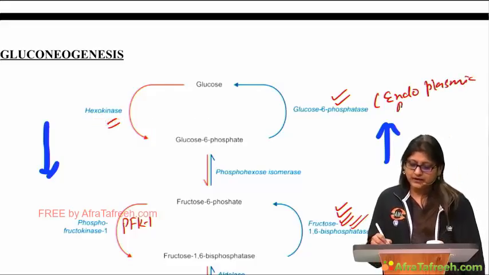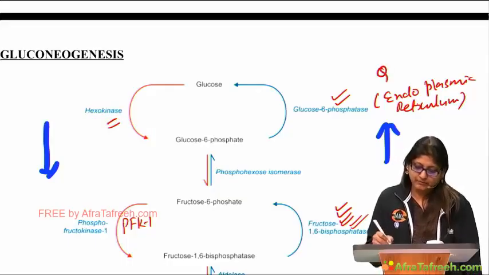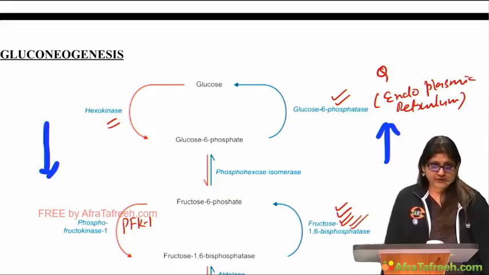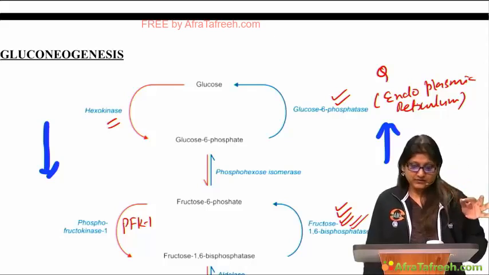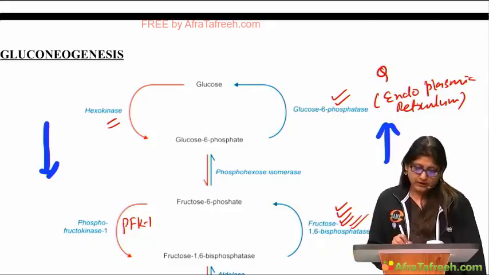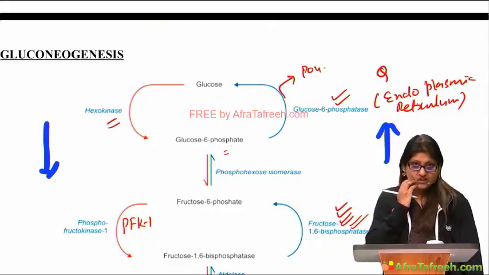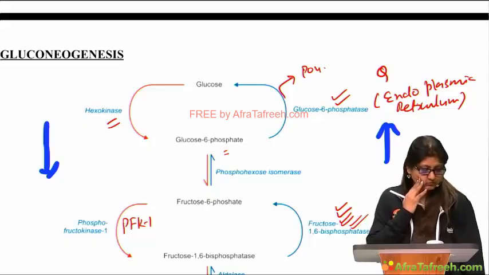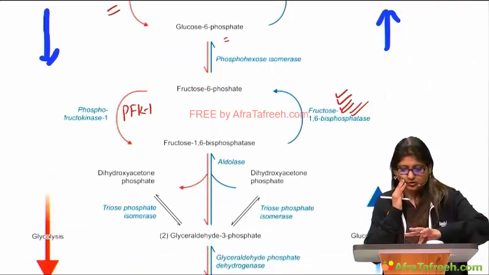endoplasmic reticulum. It is there in the lumen of the endoplasmic reticulum. May be a possible MCQ for you. Right, glucose 6-phosphatase enzyme in the lumen of the endoplasmic reticulum is going to convert glucose 6-phosphate to free glucose by removing its phosphate from the 6th position. Very good. So this is gluconeogenesis.